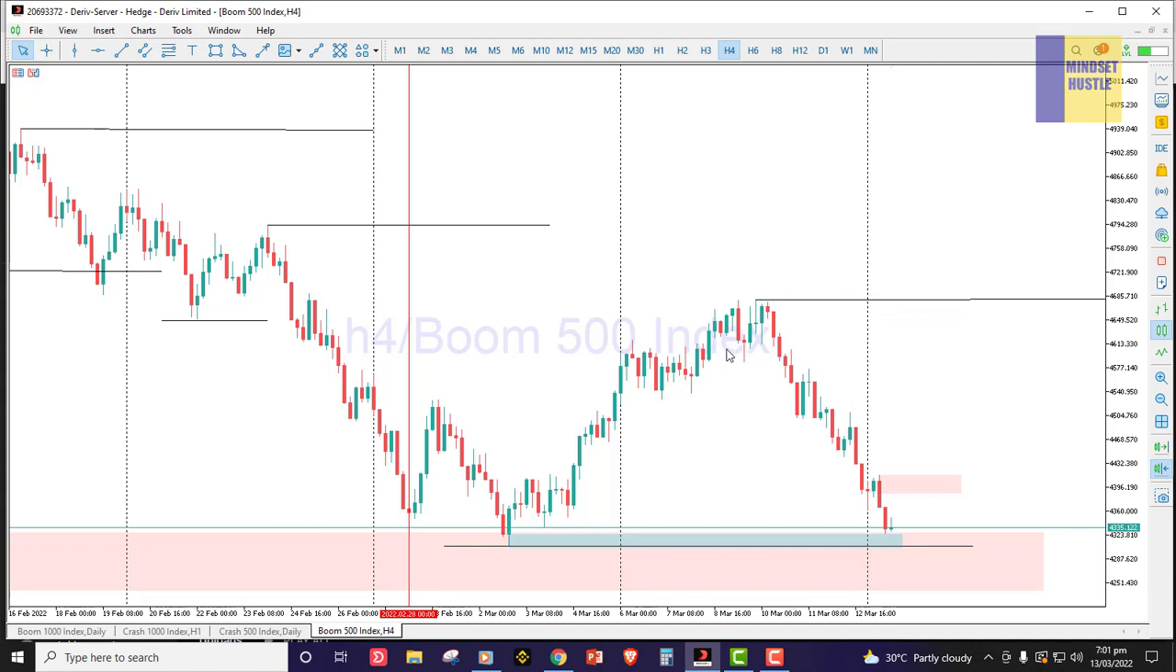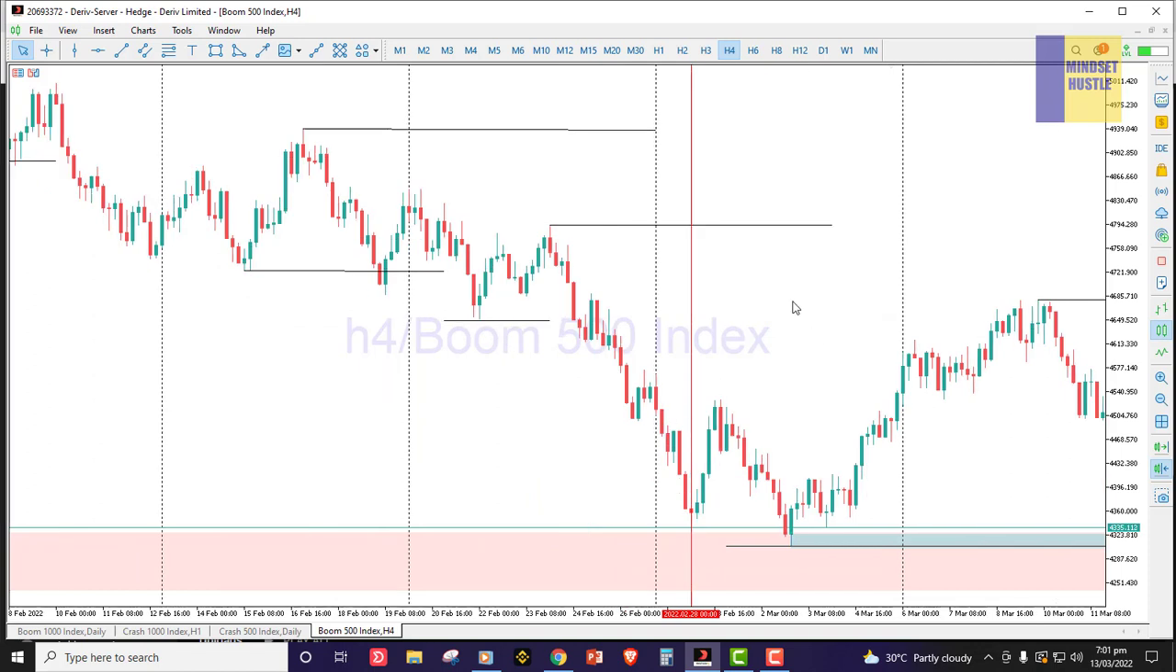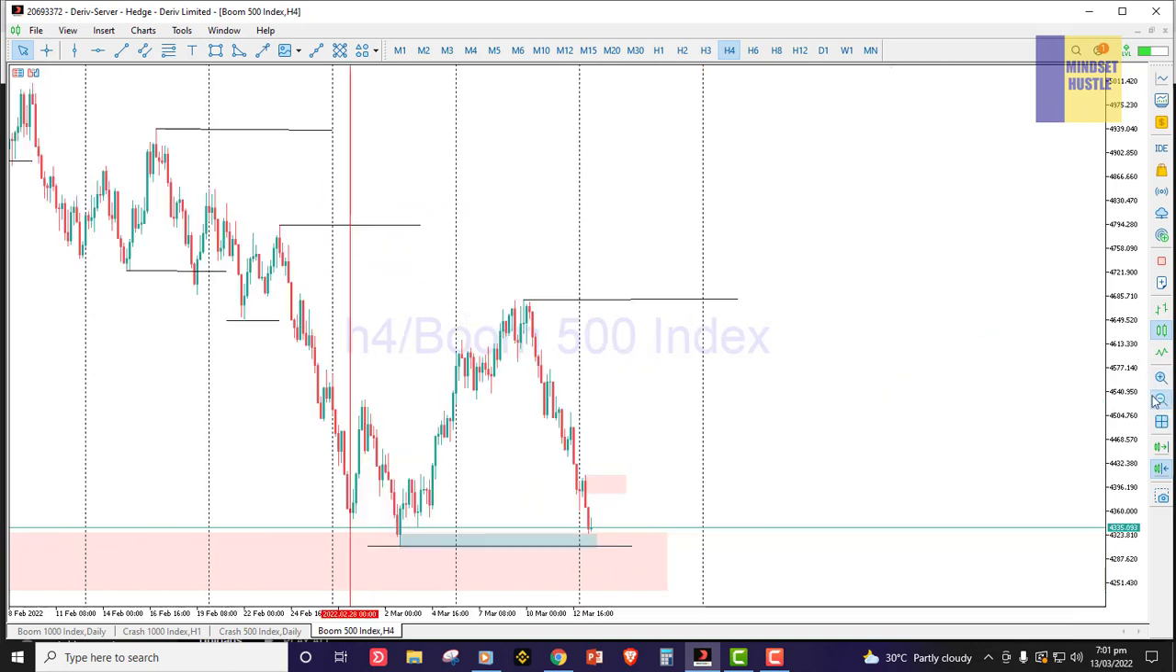So here you can also mark out the H4 structural levels, using the same method that I taught you. I don't want to make this video very long, so this is part 2. I'll see you in part 3 of this series.